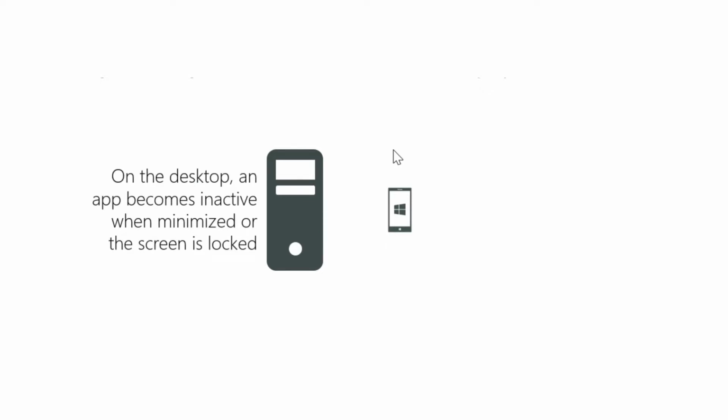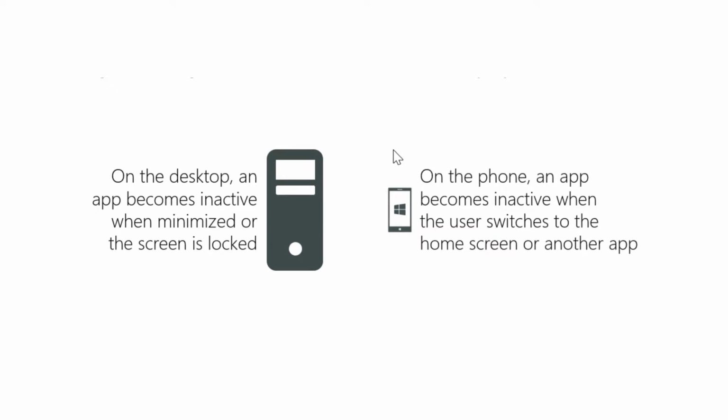The trigger that causes an app to become eligible for suspension differs by device. On the desktop, it's if the user minimizes the app or locks the screen. On the phone, it's if the user switches to a different app or goes to the home screen. Again, the inactive app becomes eligible for suspension.